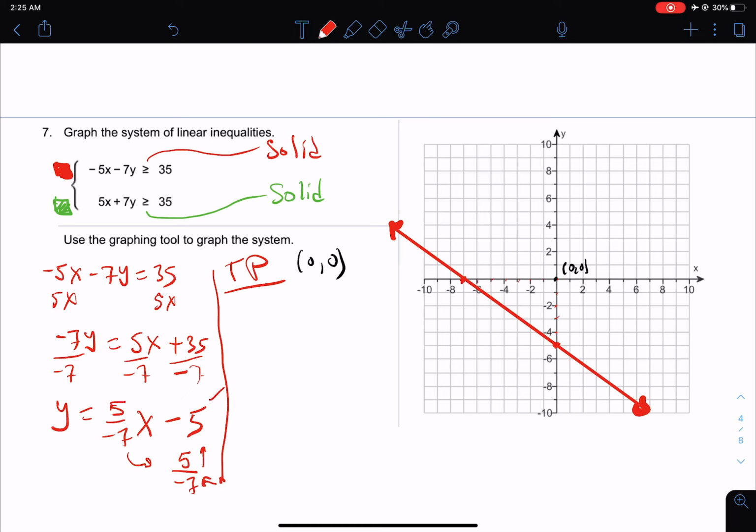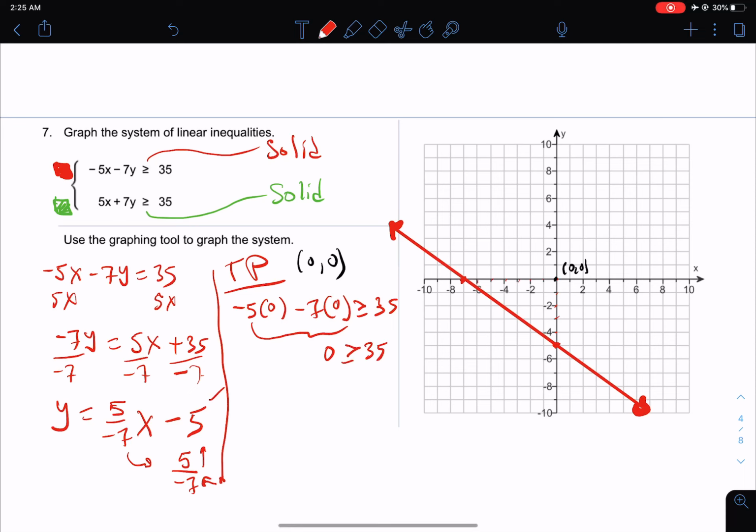So I'm going to use the red equation, which is negative 5 times x minus 7 times y, and that must be greater than or equal to 35. So we use 0, 0, which gives us, we calculate, then we get 0 is greater than or equal to 35.